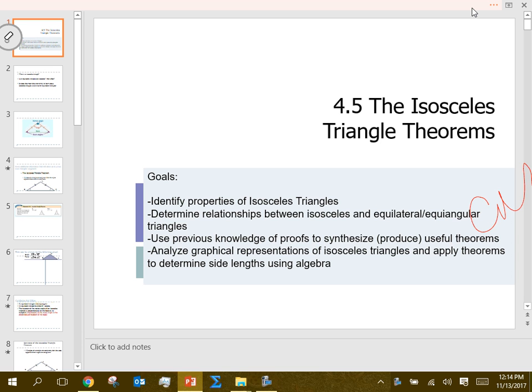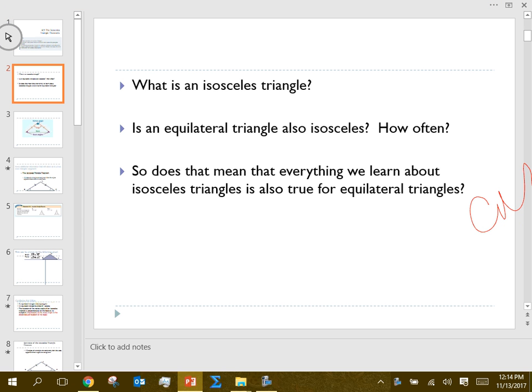Today is the isosceles triangle theorems. What is isosceles? What does that mean for us? Cameron? Two or more angles that are congruent. Careful. That are similar. Careful. Are the same size. Careful. Are the same angle. What did you use? What part did you say?